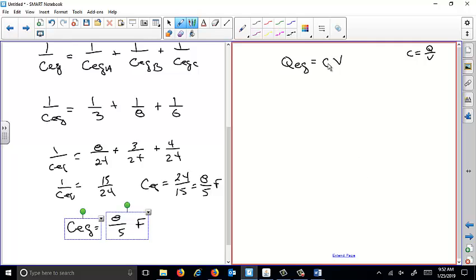capacitance times voltage, and our voltage is 3 volts. So it's 3 times 8 fifths, 3 coulombs. So the charge is not. What am I doing here? Sorry, I got those the other way. Let me make sure they're in the right order. So when you go back, the capacitance is 8 fifths farads. The voltage is 3 volts. And the answer is 24 fifths coulombs.